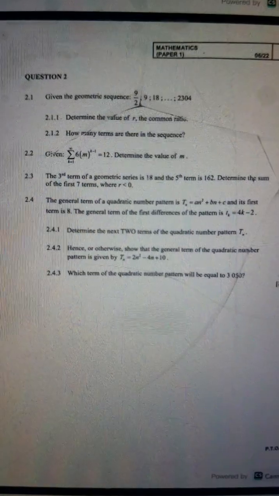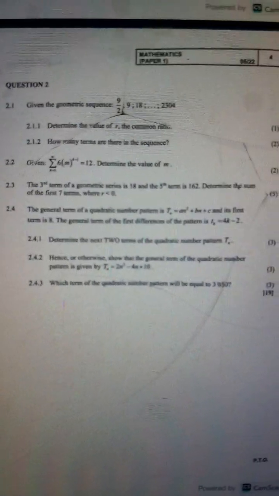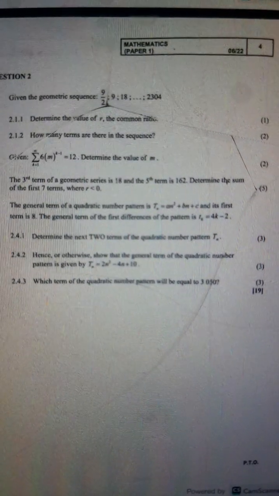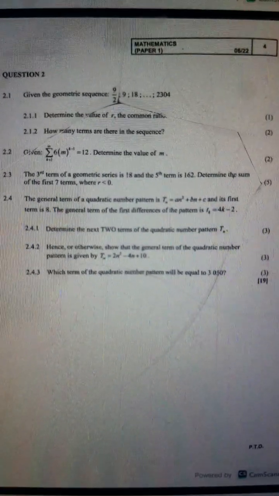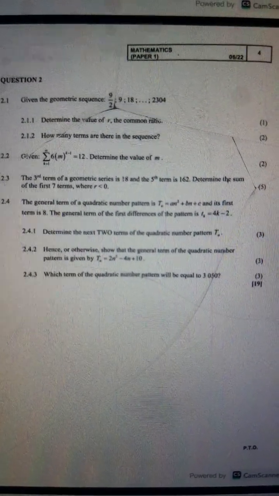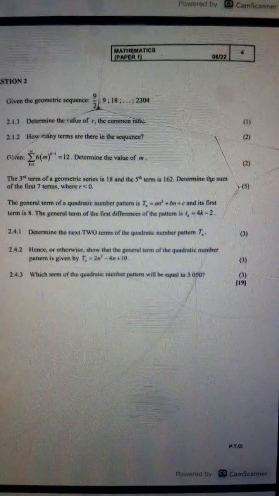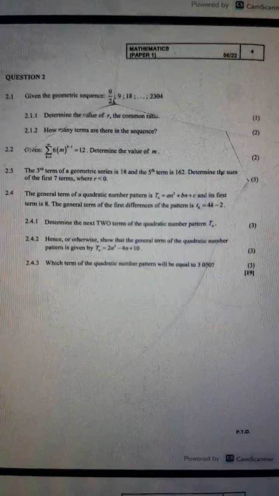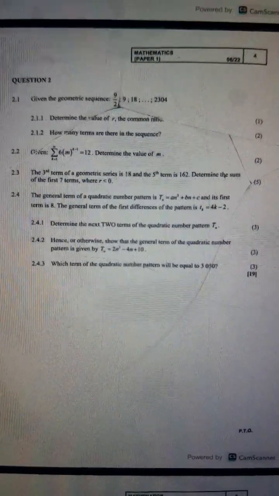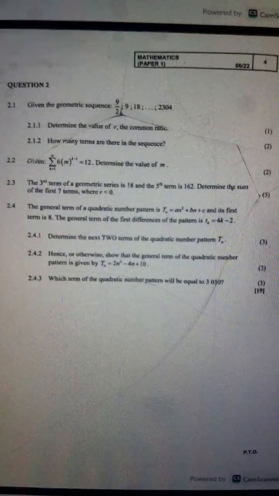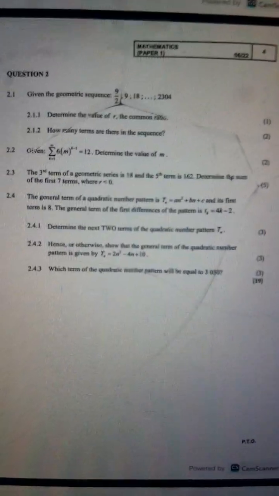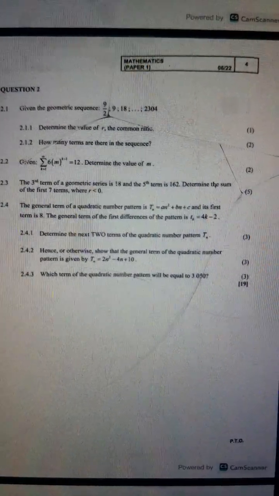Firstly, at question 2, remember that we're given the geometric sequence 9/2, 9, 18 and 23/4. We are required to determine the value of r, which is the common ratio. Remember, T2 divided by T1 and T3 divided by T2 gives the common ratio. So in this case, 18 divided by 9, how many times does 9 go into 18? That's 2, meaning that r will be equal to 2. Right, let's put that into practice.